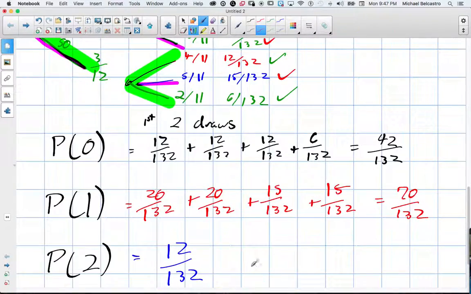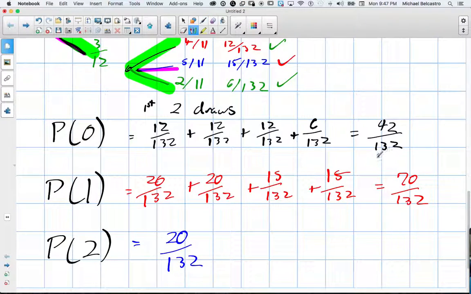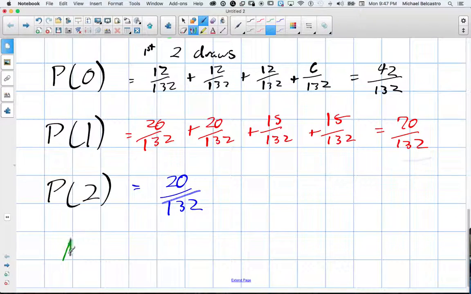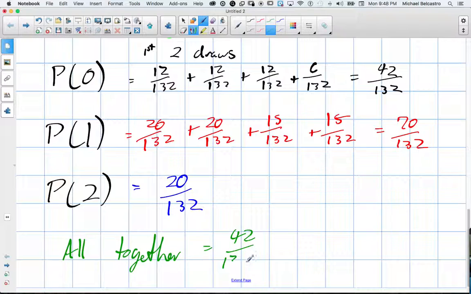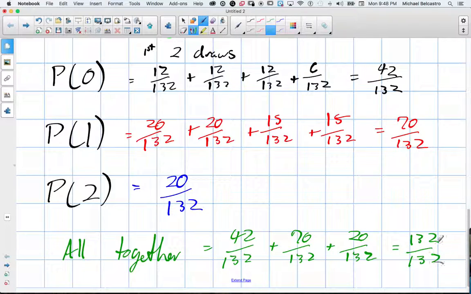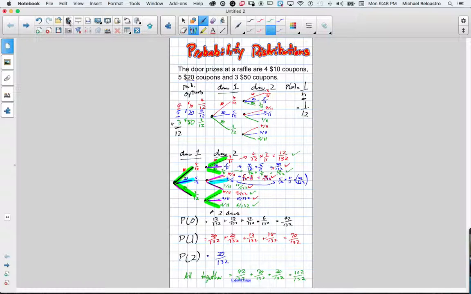Is that correct? Well, I think I wrote this one down wrong. I think I said 20 but wrote down 12. So all these probabilities here, we should be able to put them all together and they should equal 1. Okay, just as a side note, I'm going to do that on the side in green here. So I'm going to say all together. That's 42 over 132 plus 70 over 132 plus 20 over 132. 70 and 20 is 90. And 90 plus 42 is 132. So 132 over 132 is 100% chance. So that is essentially all the probabilities, just shown in a different way.